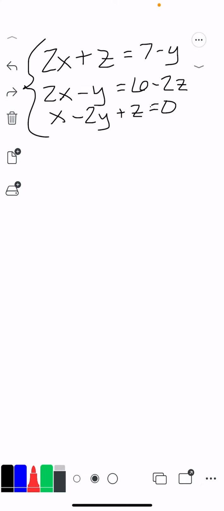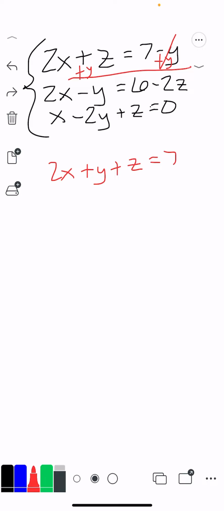All right, ladies and gentlemen, we're going to solve a system of equations today using matrices. So a couple rules that we're going to put in place. We want all variables on the same side of the equal sign, and we want all variables to be in the same order. So as I manipulate these equations, I'm going to add y on both sides here, and I'm going to take the y to the middle so we can be x, y, z. And that gives me 2x plus y plus z equals 7.